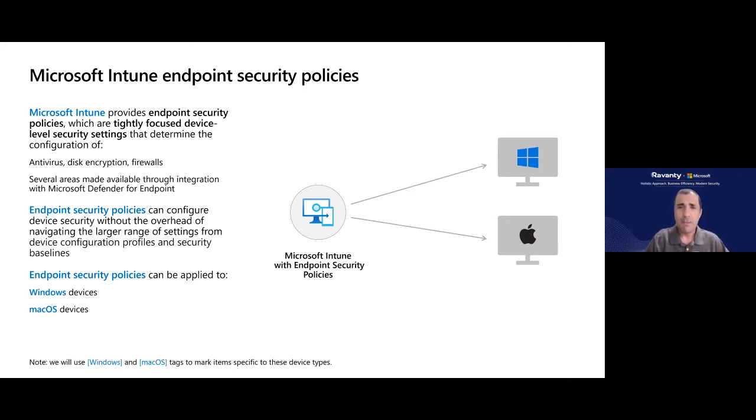So that's where endpoint security policies come in. They're a focused set of policies that only contain settings for endpoint security. They don't really have settings for other components, which you roll out separately through Microsoft Intune. And these can be applied to both Windows and Mac OS devices. So it really gives you, as an administrator of the org, that finite set of endpoint security policies to roll out to your machines.